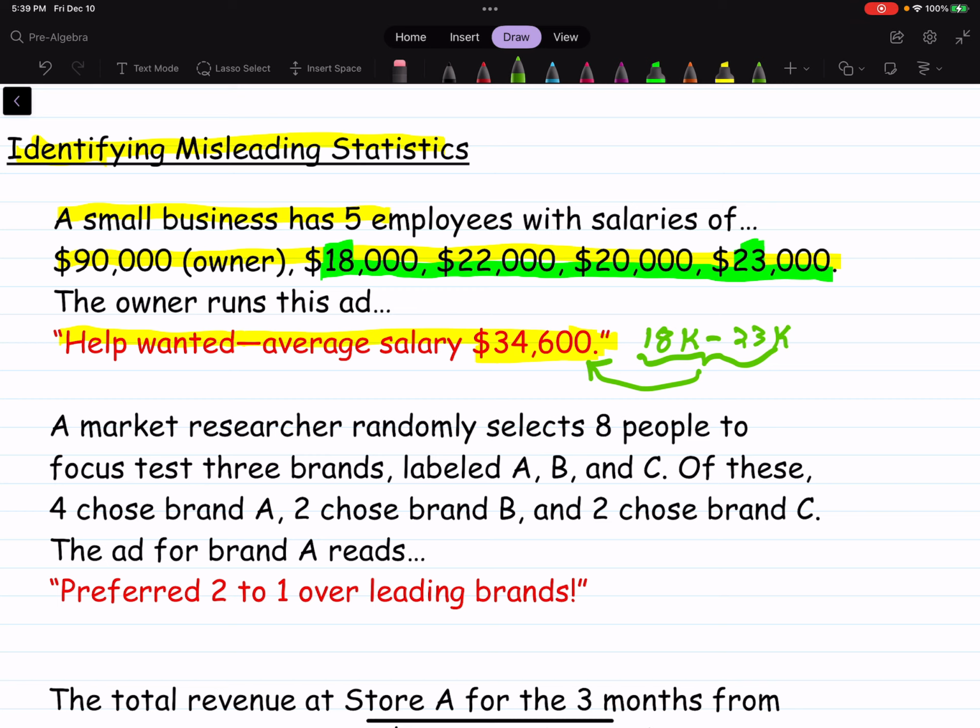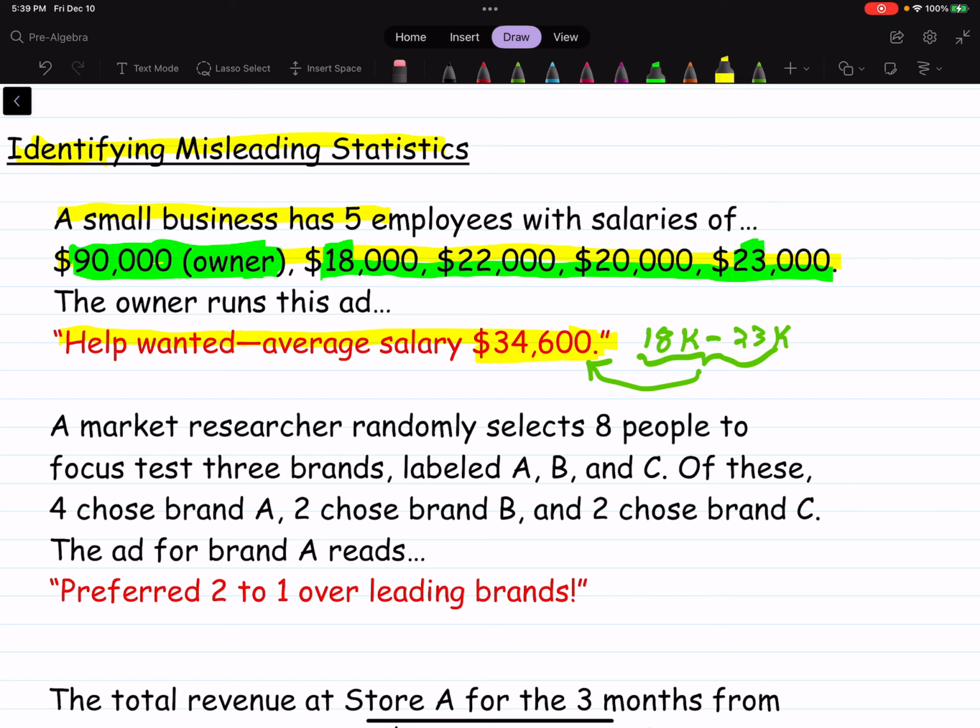Once again, if you remember the term we used a couple lessons ago, this $90,000 is considered an outlier, an odd number that doesn't fit with the other numbers. In this case, it's obvious because he's the owner. He's taking the lion's share of the money out of the business.